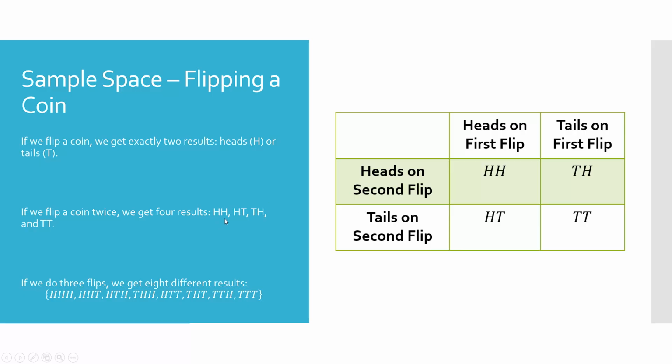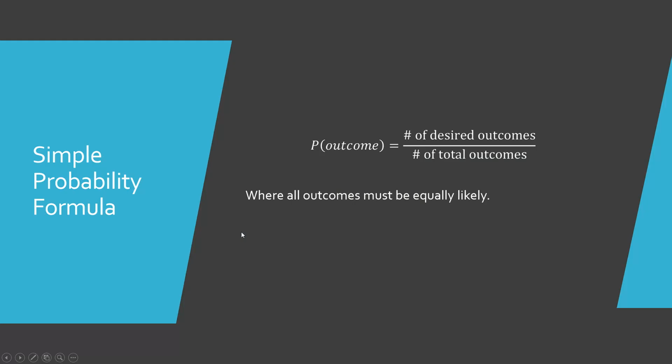And that's why we listed 4 results here. Because heads tails is equally likely as heads heads, is equally as likely as tails heads, is equally as likely as tails tails. For that reason, we listed these 4 results out. In order to use this formula, all your outcomes that you're listing or using or counting have to be equally likely.